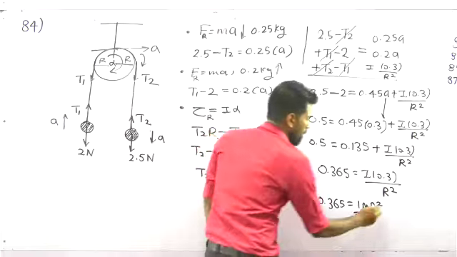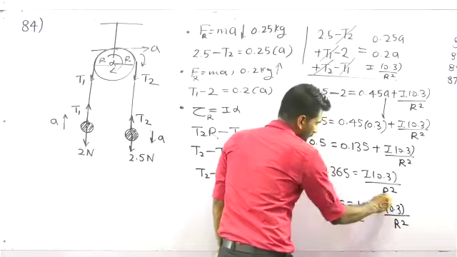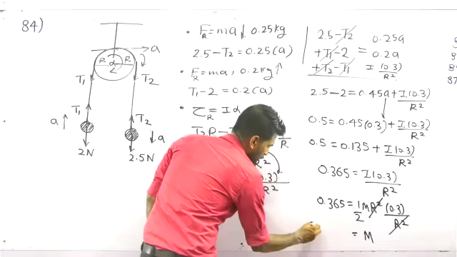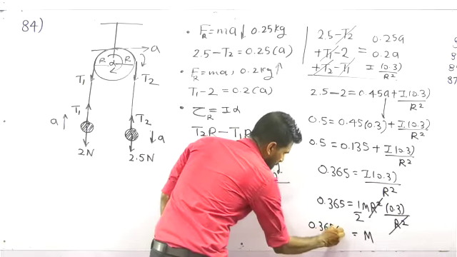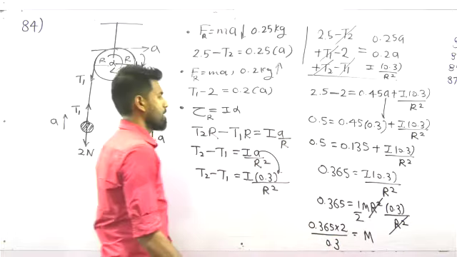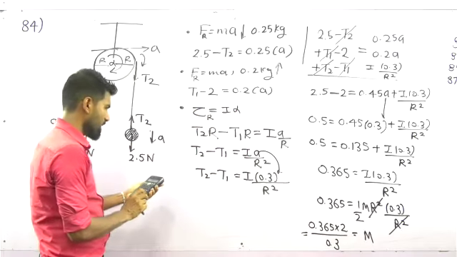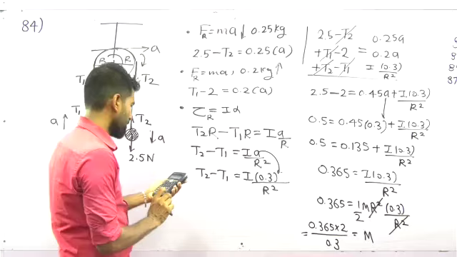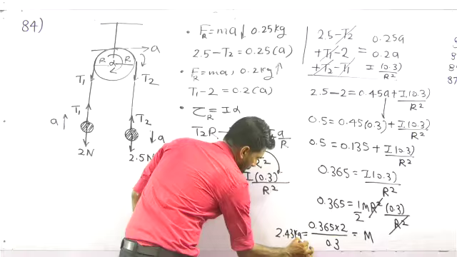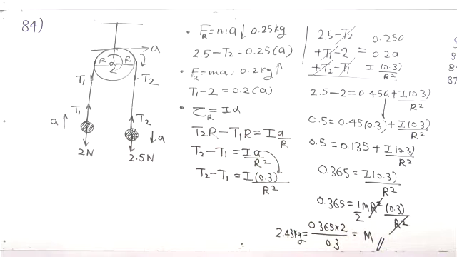Half mr square. 0.3 and you have r square here. Unwanted r square will cancel out, leaving the m value here. Cross multiplications: 0.365 multiplied by 2 divided by 0.3 will be the answer for m. 0.365 multiplied by 2 divided by 0.3, 2.43. Mass is equal to 2.43 kilograms.